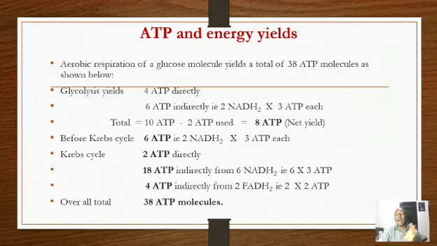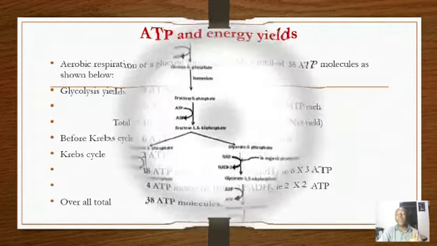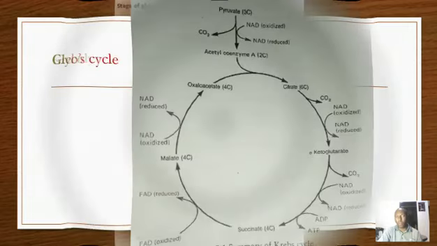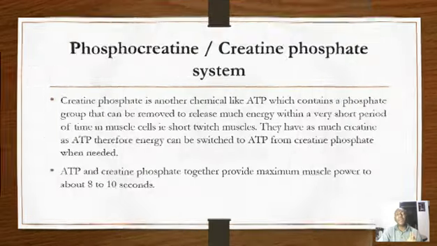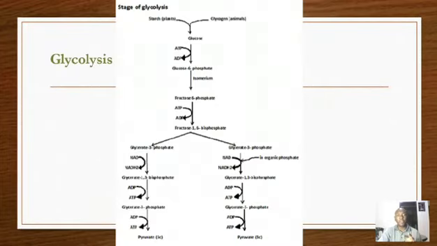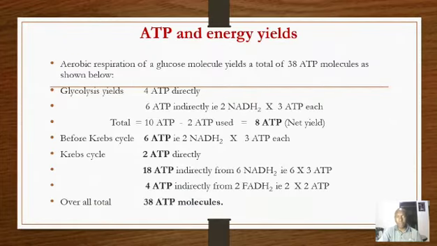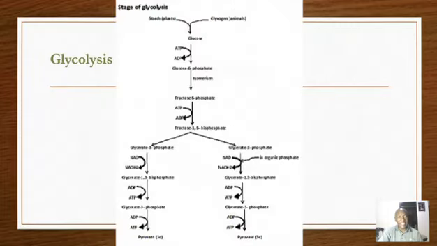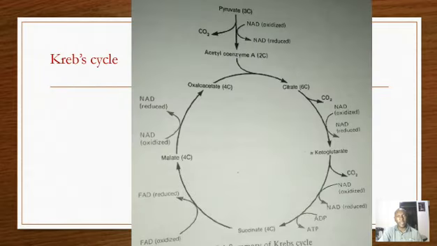1 molecule of glucose. Therefore, from a single glucose molecule, we end up yielding a total of 38 ATP molecules. Allow me to stop there for today.